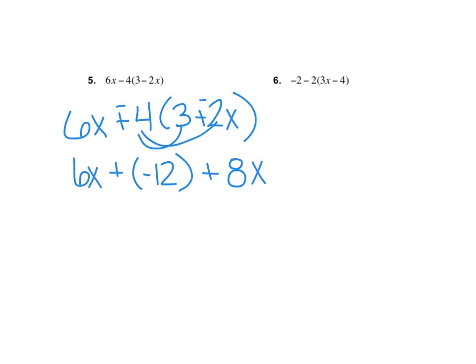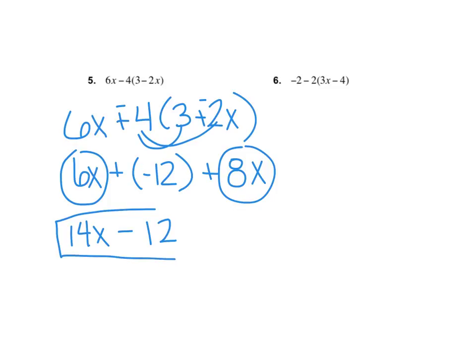Now let's take a look at this, and now I just need to simplify it one more step. I'm going to take my 6x, and I'm going to plus my 8x. So I'm going to have 14x, and then I'm just going to make this plus a negative. You can leave it as a plus a negative. I'm just going to write that as a minus 12. All right? So that one's simplified as far as it can go.